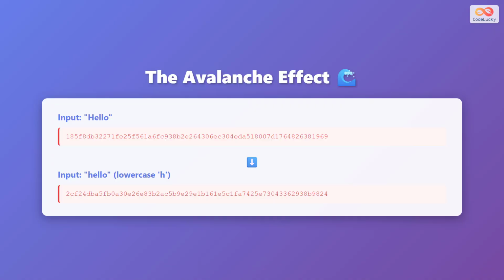The avalanche effect is one of the most fascinating properties of hash functions. Let's see it in action. When we hash the word Hello with a capital H, we get a specific 64-character hexadecimal hash. Now, if we change just one character, making the H lowercase to spell hello, the resulting hash is completely different. Not a single character matches between the two hashes. This dramatic change from modifying just one bit of input is what we call the avalanche effect. It ensures that any tampering with data, no matter how small, becomes immediately detectable.